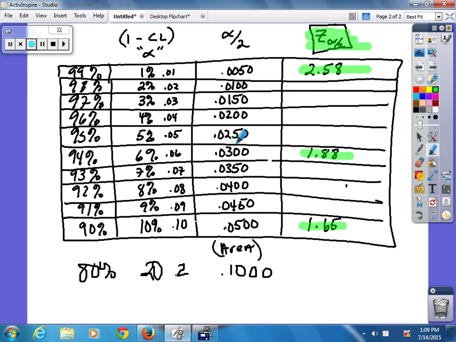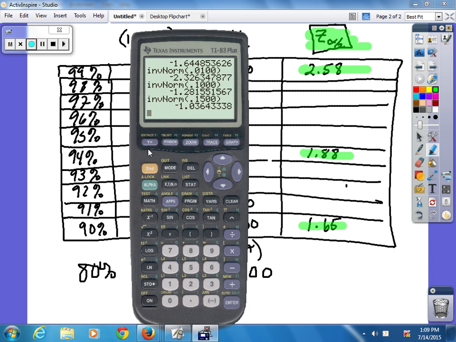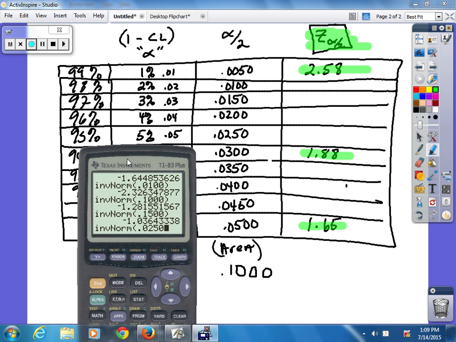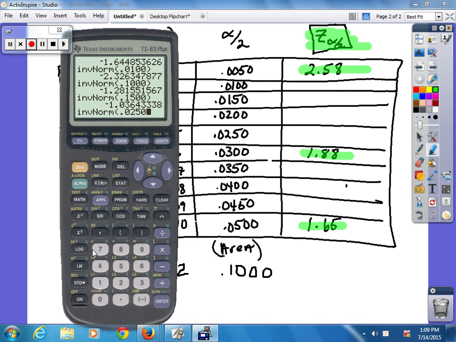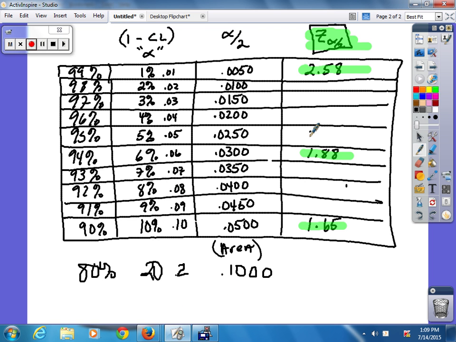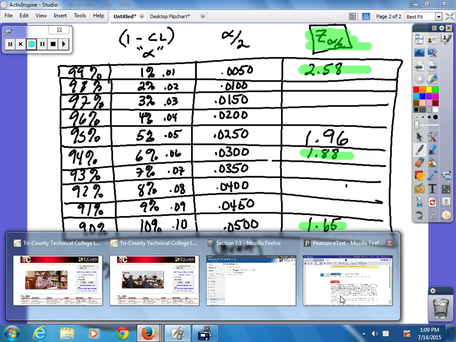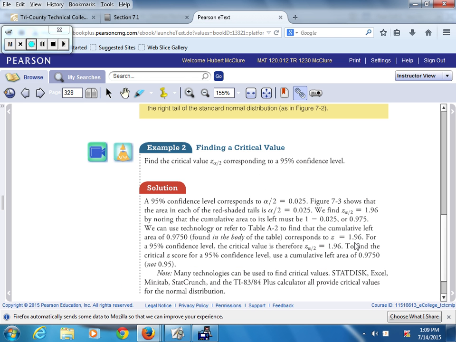95% confidence level is right here, so we take our handy dandy and type in 0.0250. I just typed in that number right there. It said 95% confidence level. I typed in 0.0250 and enter. 1.96. And if you go to, there it is, Z is 1.96 right there.